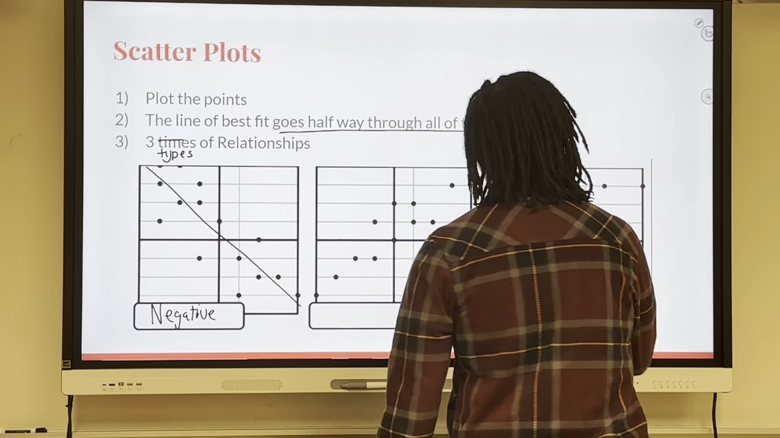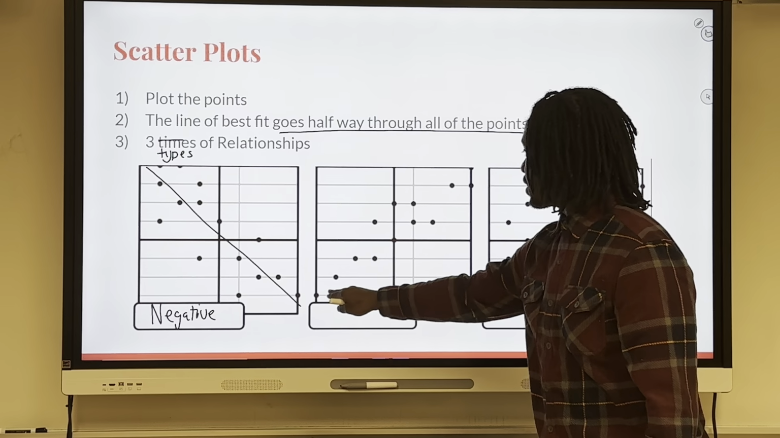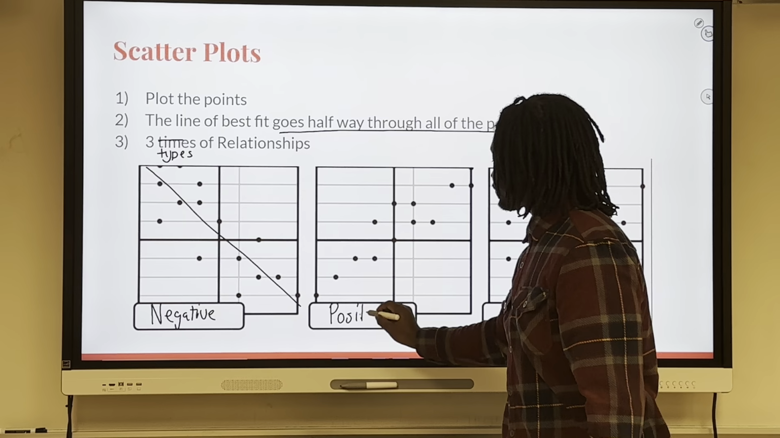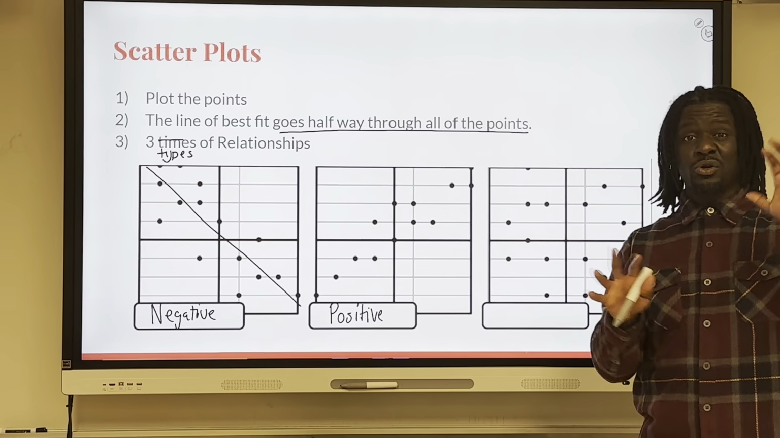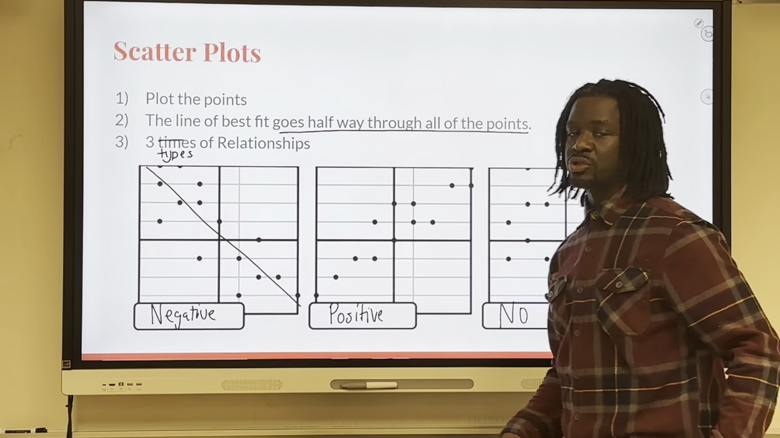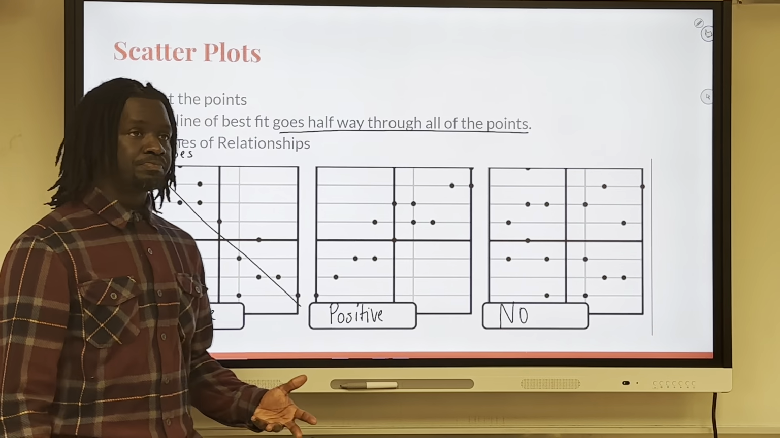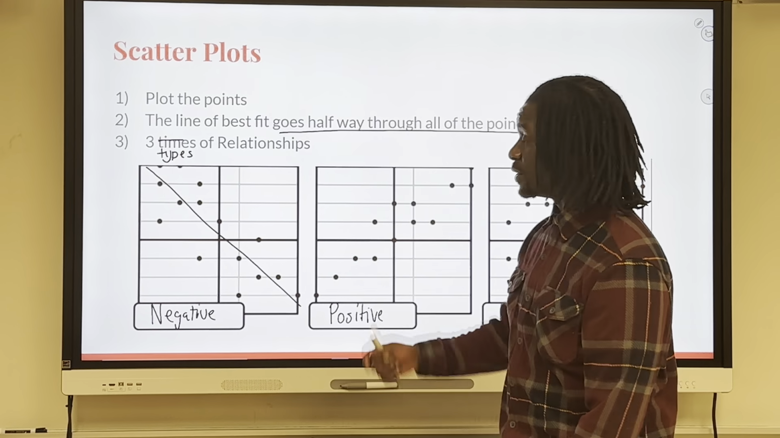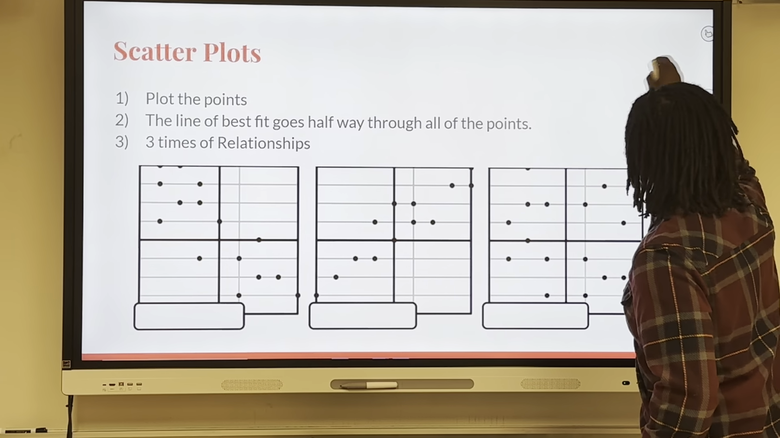Negative relationship. As the points are going from left to right here, we're starting down here and we're going up, okay? That is a positive relationship, okay? And then on this one, they are scattered all over the place. This is no relationship. There's no relationship in those points, okay? There's no correlation, all right? So, scatter plots, just got to know how to plot the points and then be able to determine what the relationship is. Is it positive, negative, or is there none, okay?